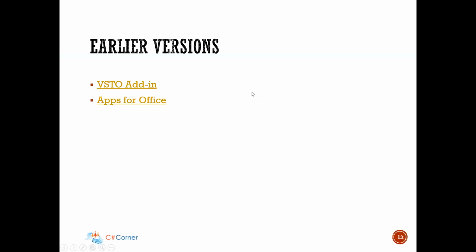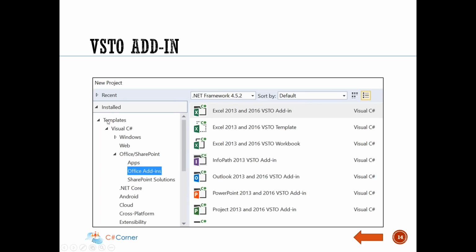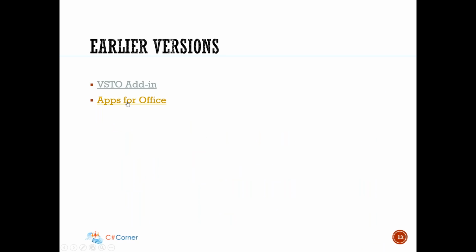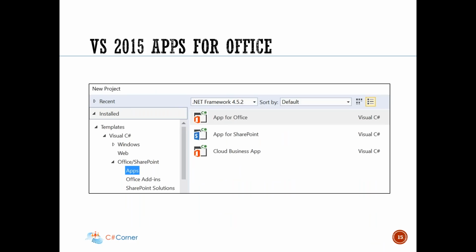Earlier versions, as I told, pre-Office 2013, there were two earlier versions. One is the VSTO add-in. So if you go in Visual Studio and click on this Office add-in, you will get a template of products, and those are named as VSTO add-in. When you create those add-ins, those are based on Visual C Sharp or VB.NET as per your choice. Apps for Office, so this was the previous name. It is the same as the Office 365 add-in, but up to Visual Studio 2015, the name used was Apps for Office, and later on, since Visual Studio 2017 onwards, the name is Office 365 add-ins.